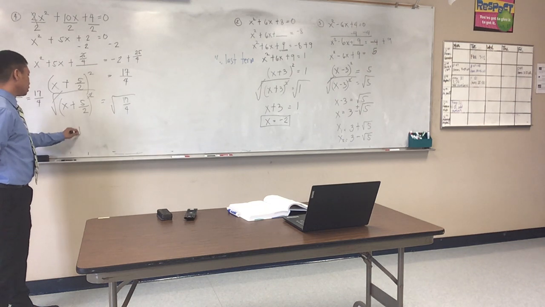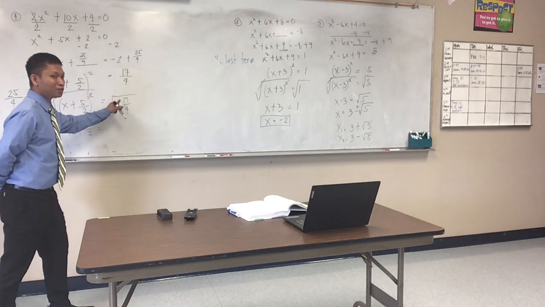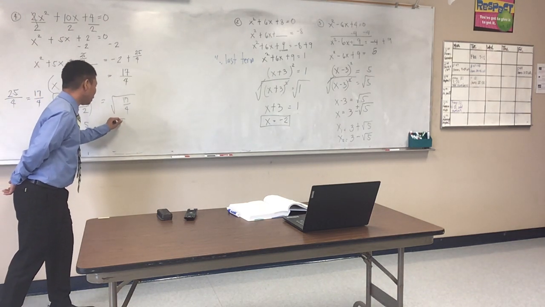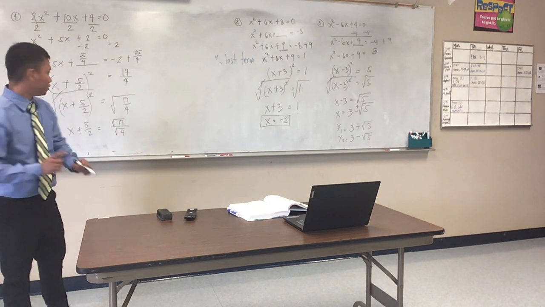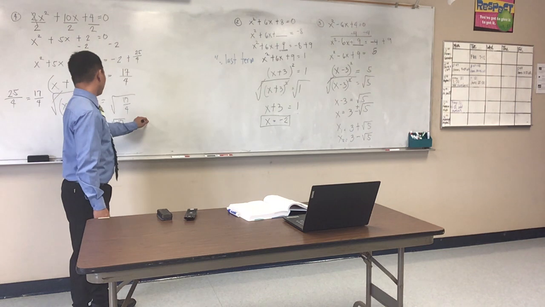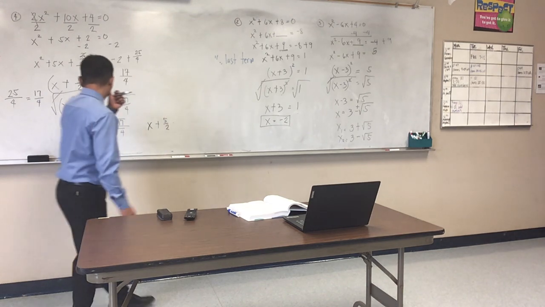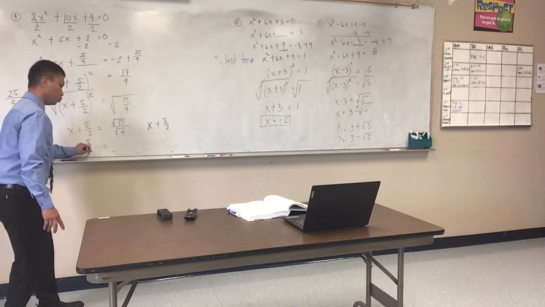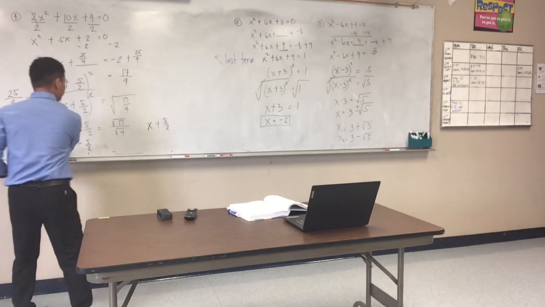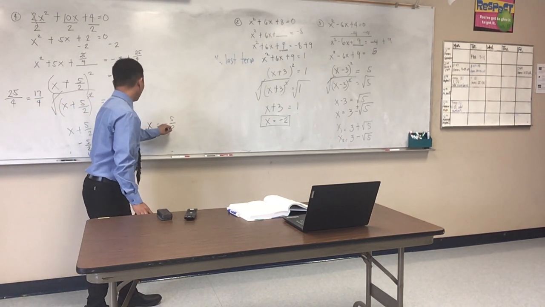So we have x plus 5/2 equals. The square root of 17/4 is the same as the square root of 17 over the square root of 4, because as you can see, 4 is a perfect square. So we need to separate. Then we subtract 5/2 to eliminate it, so x equals minus 5/2.